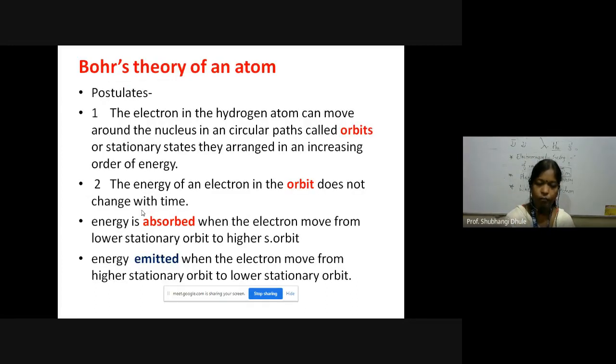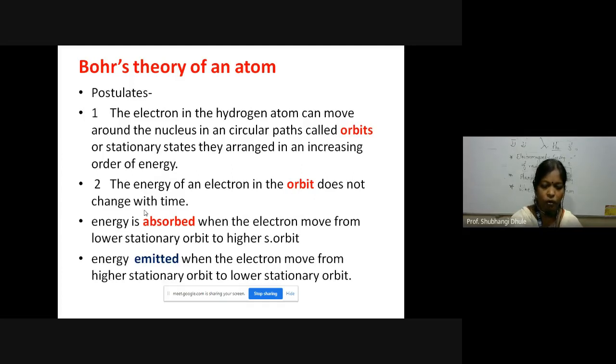Next is Bohr's theory of an atom. We are utilizing all these things: the electromagnetic spectrum, the electromagnetic radiation theory by Maxwell, Planck's quantum theory, the formula delta E is equal to h nu, and the line emission spectrum of hydrogen, which together he utilized to put forth the theory called Bohr's theory of an atom. I'm going to take here only the two postulates.